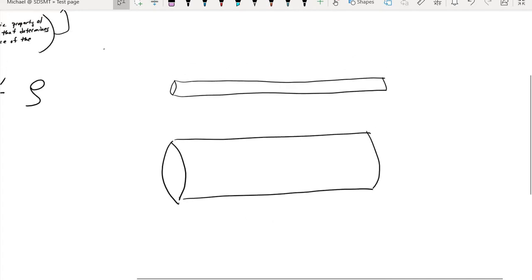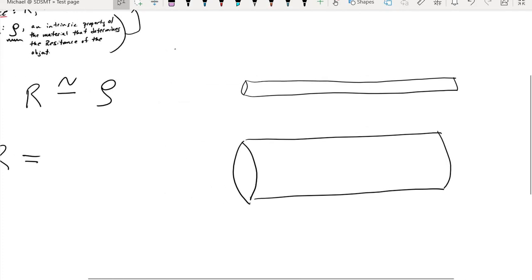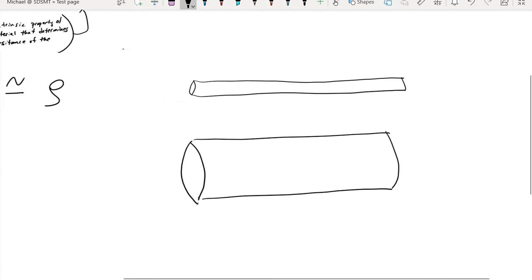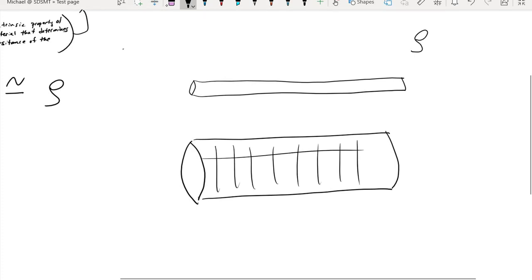We'll say that each of these wires is made of the same material. So each wire has the same resistivity. It has the same unique distribution of atoms throughout. And I'll just go ahead and draw a couple of lattices here. And obviously for the small thin one, we're not going to have as many there.